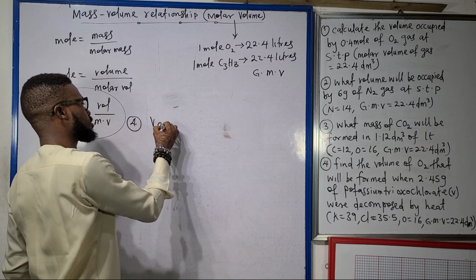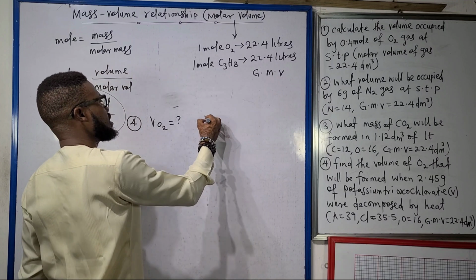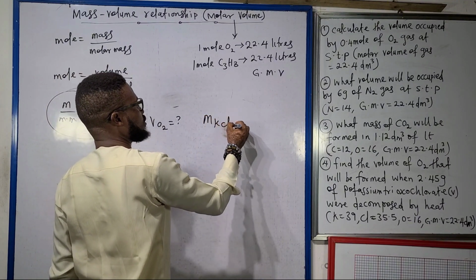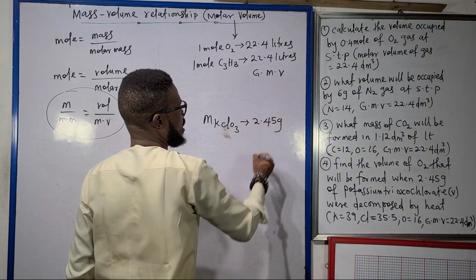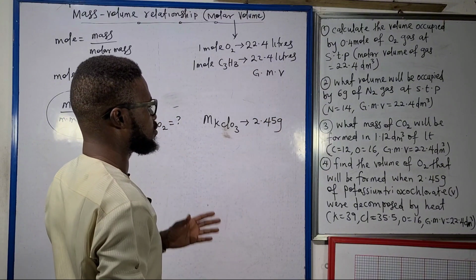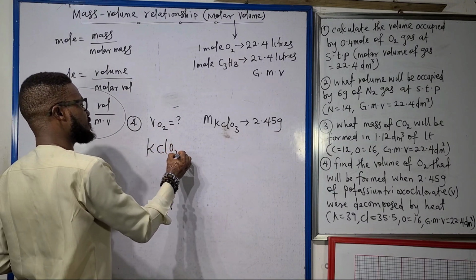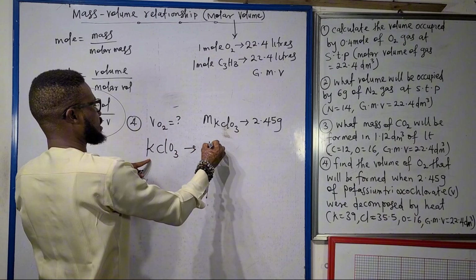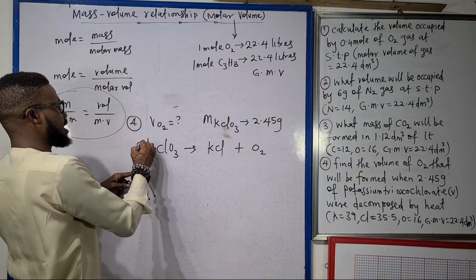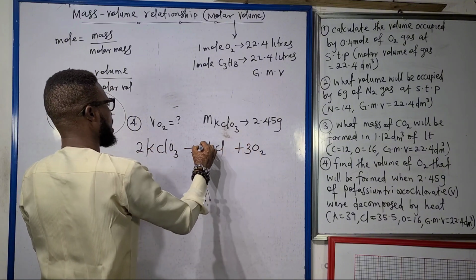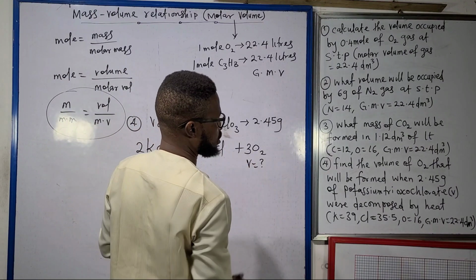We're looking for the volume of oxygen that will be formed. The mass of potassium trioxochlorate(V) here is 2.45 gram, which was decomposed by heat. Okay, let's look at this. This is potassium trioxochlorate(V), KClO3. This will give us KCl plus oxygen gas. In a balanced equation, this will be 2, this will be 3, and this will be 2. So I am looking for the volume of this, okay?